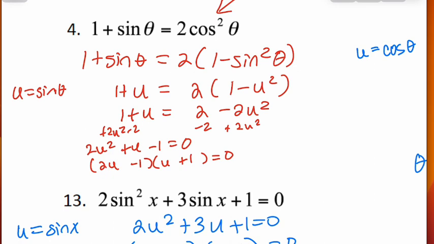And I'm going to solve each one of those equal to 0 over here. This one's easy. Just move that 1 to the other side. It becomes negative 1. This one, 2u equals 1, so u is 1/2. Put your sine back in.